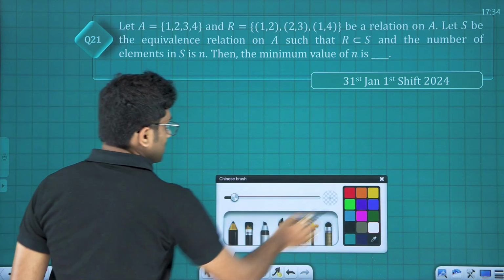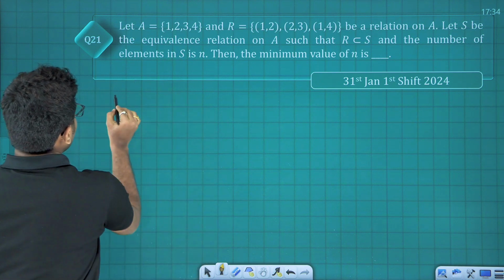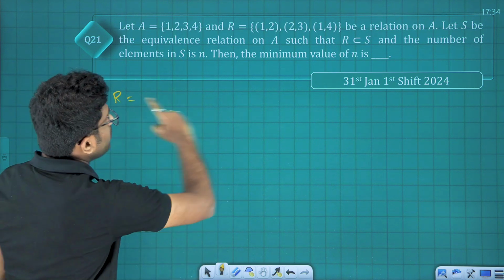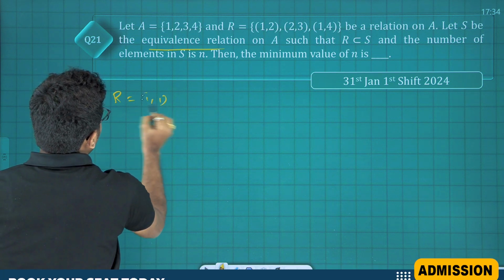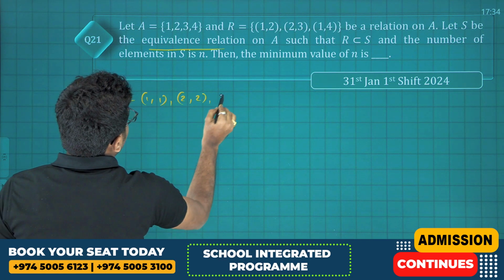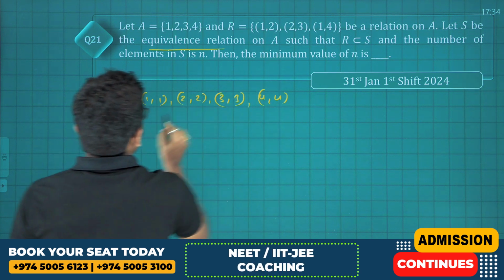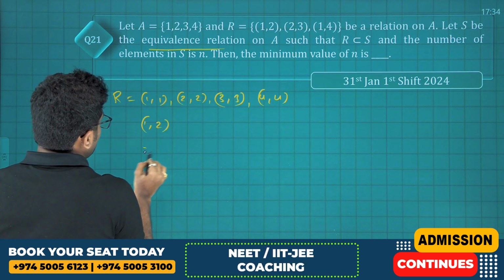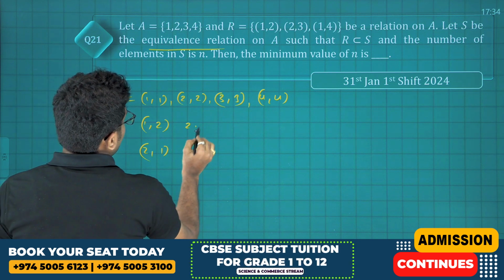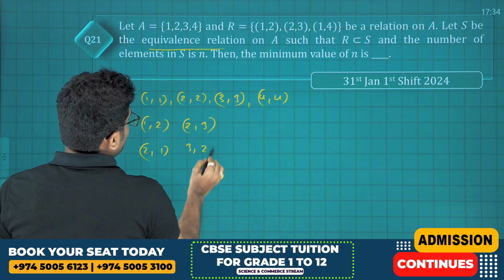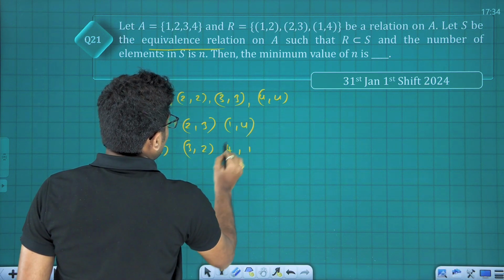Okay. Now we'll see this. Question number 21. To make it an equivalence relation, it should be reflexive, no? So (1, 1), (2, 2), (3, 3), (4, 4) should be there. As we have (1, 2), so (2, 1) also should be there, to make it symmetric. (2, 3) means (3, 2) should be there. (1, 4) means (4, 1) should be there.